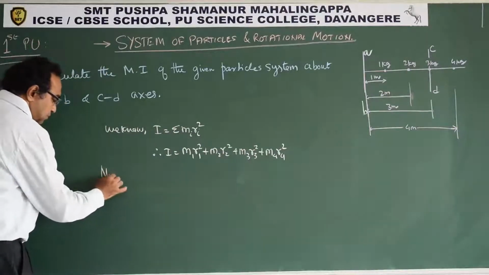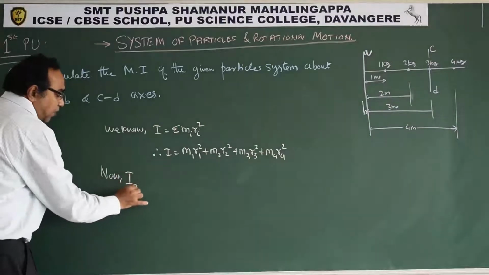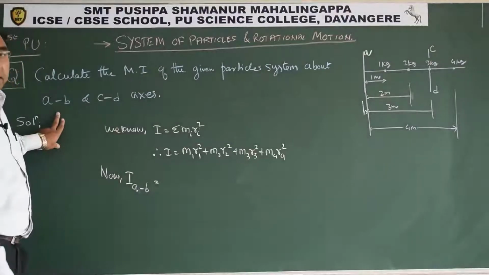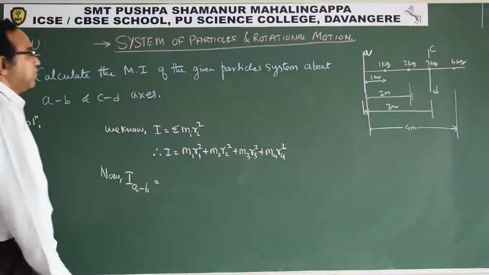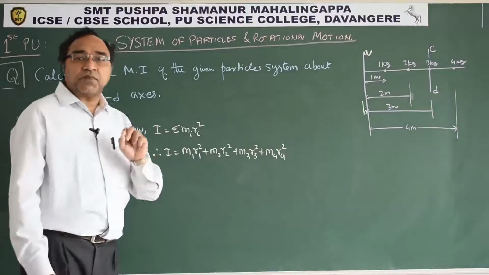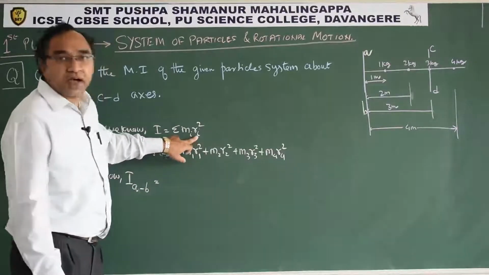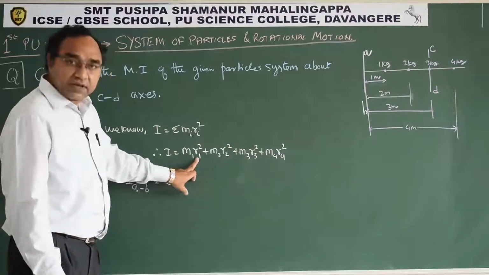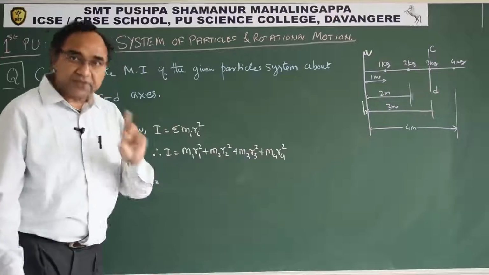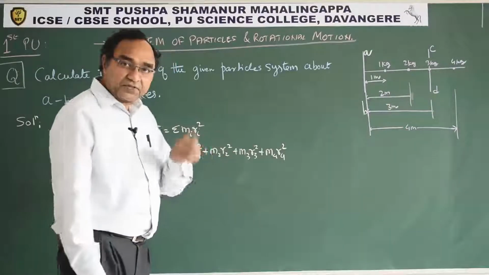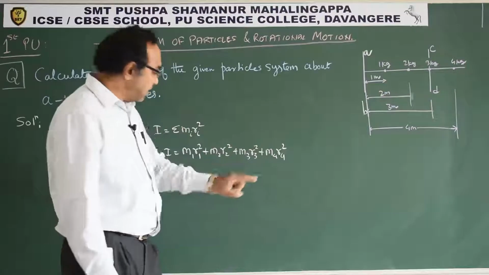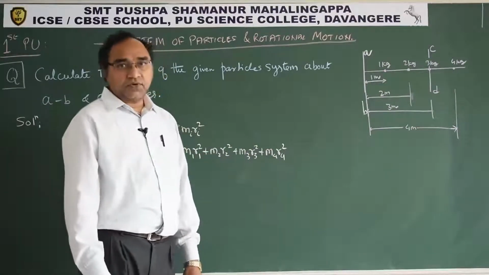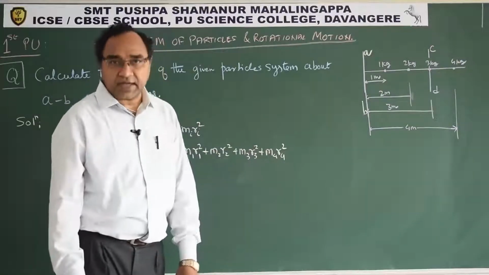Now, moment of inertia about AB as the axis. First I am taking AB as the axis. So for M1, what is the distance from the axis of rotation? This r is the distance of the particle from the axis of rotation. r1 is the distance of M1 from the axis, r2 is the distance of M2, r3 is the distance of M3, and similarly r4 is the distance of M4 from the axis.